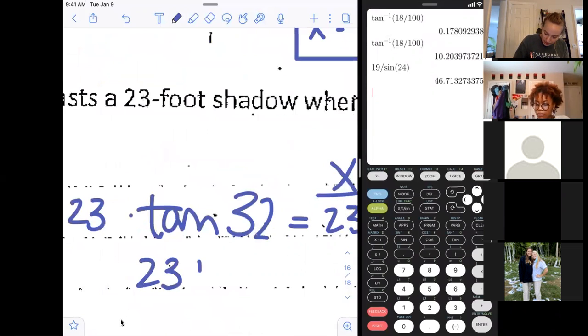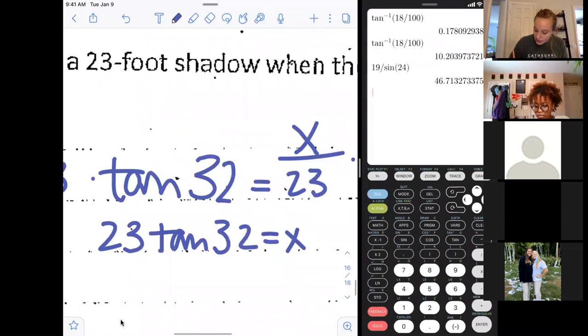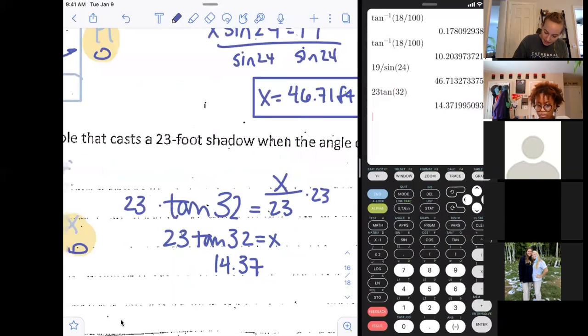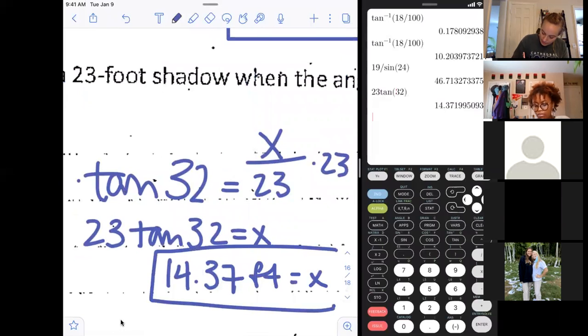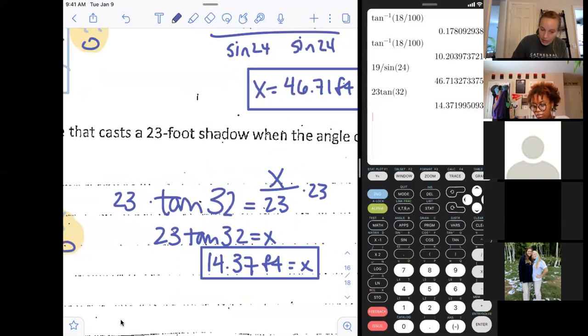So I'm physically putting in 23 tan of 32 equals X in my calculator. And we did just check, I'm still in degrees. So I get 14.37. And this was again a distance, so I'm going to say feet. Make sure to label your answer, whether it's degrees or feet.